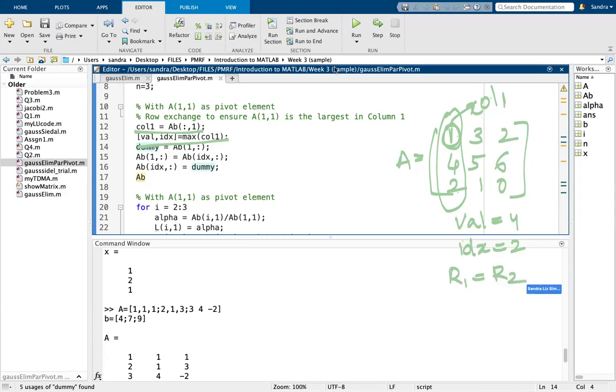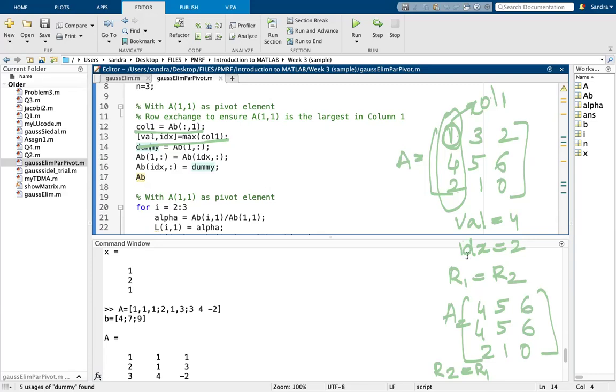Now if I simply write R1 is equal to R2, what will my A matrix look like? It will be 4, 5, 6, 4, 5, 6, 2, 1, 0. Now if I write R2 equal to R1, basically I want to exchange these two, right? Will anything change? Right now both my rows are 4, 5, 6, 4, 5, 6. I lost my R1 data because it got overwritten.